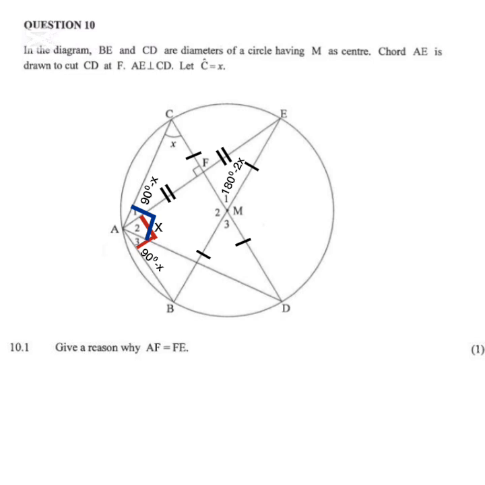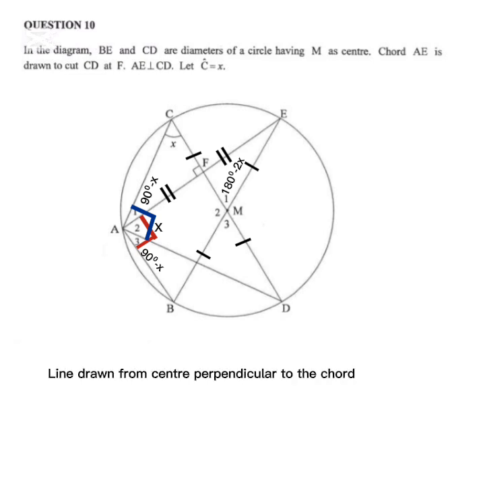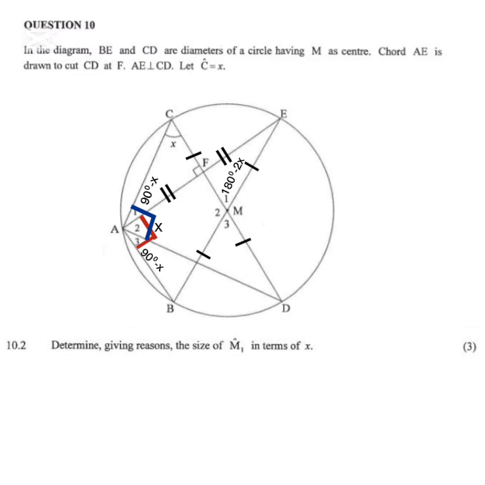10.1. Give a reason why AF is equal to FE. Do you remember the theorem? A line drawn from the center perpendicular to the chord bisects the chord. That's what we see on chord AE. The line drawn from the center is perpendicular to chord AE. So our answer will be: line drawn from the center perpendicular to the chord. Let's move to the next question.